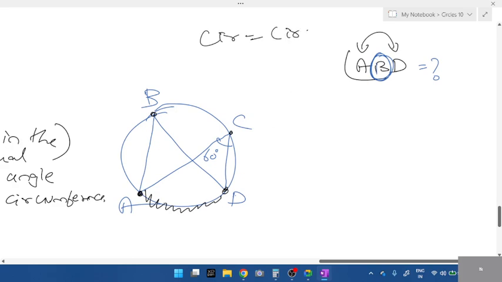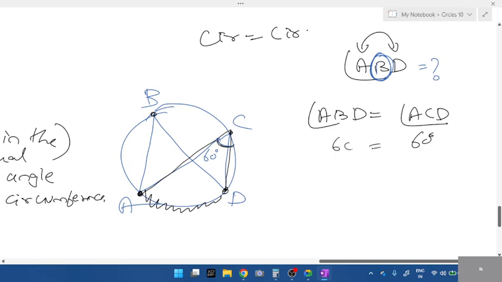On the same arc AD, what's the other angle formed? Angle ACD. Circumference is equal to circumference. Which is the other angle? ACD. If this is 60, this is also 60 degrees. But we don't write it like this. We write it like this: angle ABD is equal to 60 degrees.